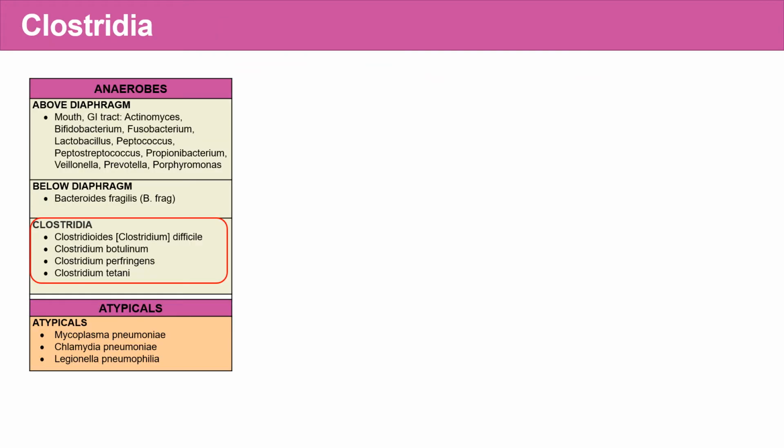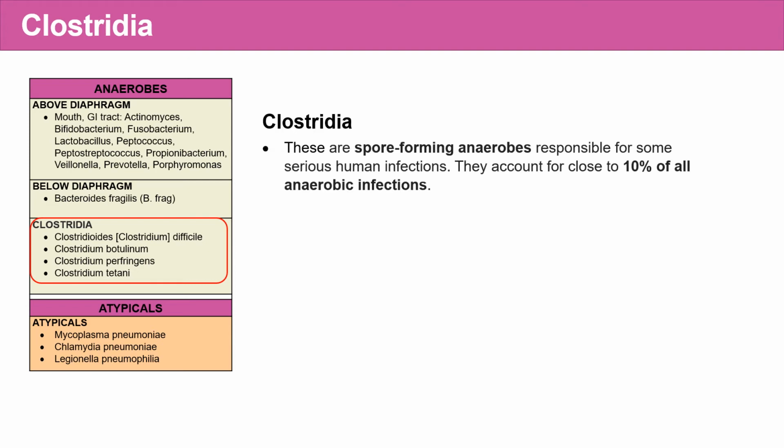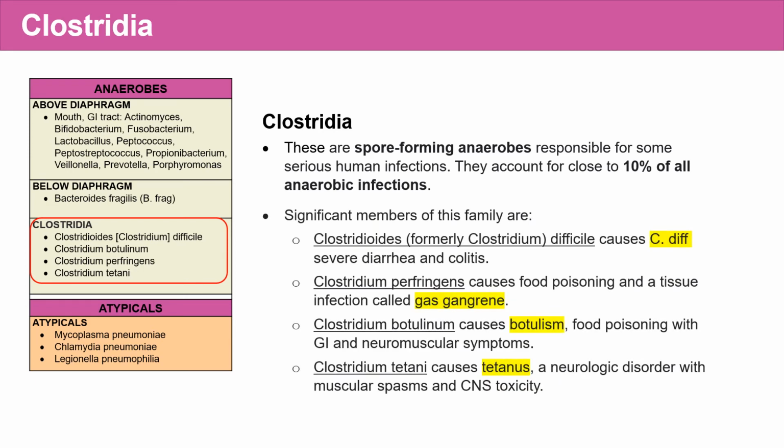We talked about anaerobes that are located above the diaphragm and below the diaphragm. And now we're going to talk about a third category of anaerobes named Clostridia. Clostridia are spore-forming anaerobes that are responsible for some very serious human infections. They account for about 10% of all anaerobic infections. Now, significant members of this family include Clostridioides, formerly Clostridium difficile, which causes C. diff, severe diarrhea, and colitis.